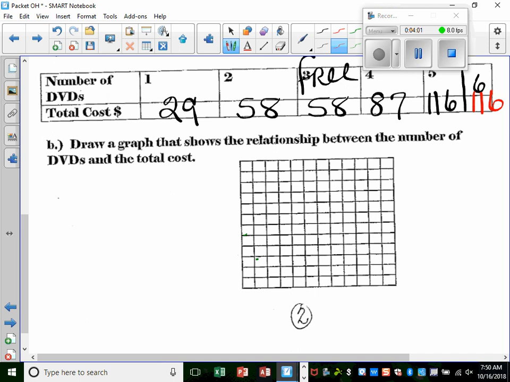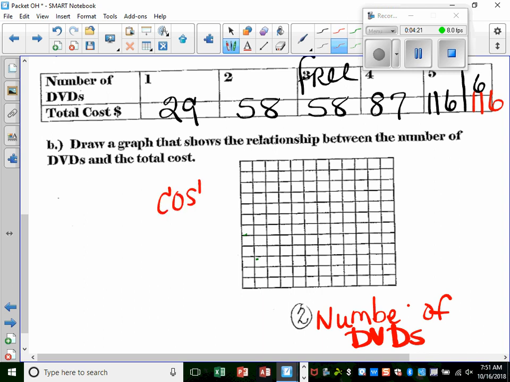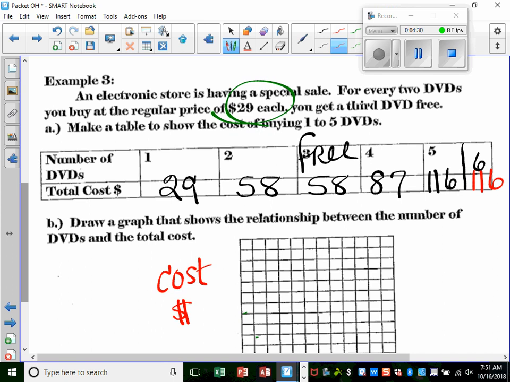So here will be the number of DVDs for the X-axis. Okay, number of DVDs. And then on the side, we're going to have the cost. Okay. And technically, we should have a title. And let's just put DVDs.